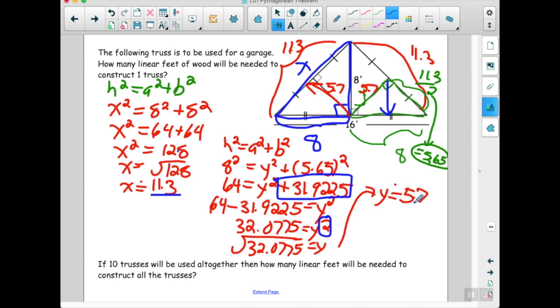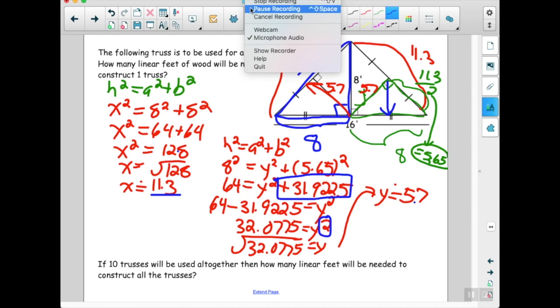All right. If 10 trusses were going to be used altogether, how many linear feet to construct 10 of these for our roof line? You now know the length of all of the sides. You know that's 11.3. That's 11.3. All the way across here is 16, that's 8, and you know the length of these two. So find the amount of linear feet for one truss and then for 10. And again, I'm going to pause to let you do the work, and I'll be doing it at the same time. So you're going to pause the recording now.